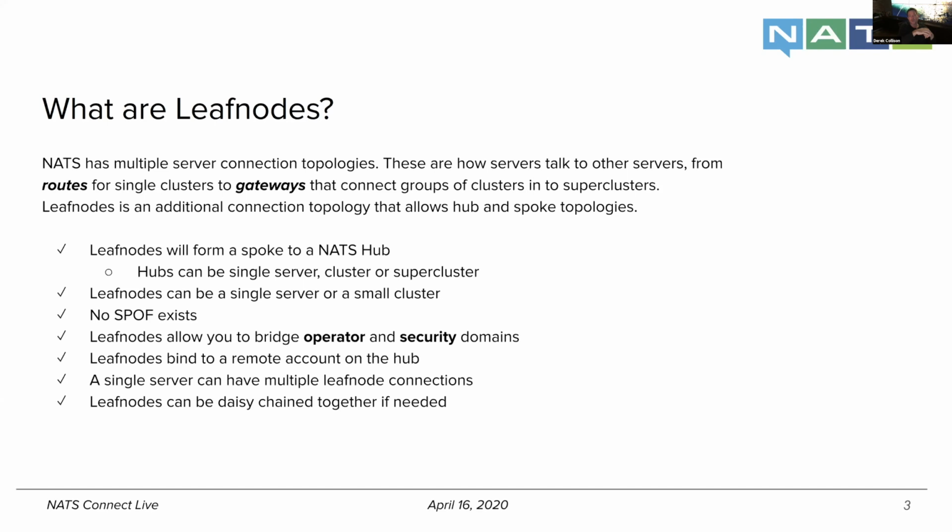Leafnodes then joins that group of connection topologies that says, hey, this can actually be a hub and spoke. So you can treat something that looks like a NATS cluster or a supercluster or even a single server as a hub, and you can actually drive spokes, as many as you want. You can daisy chain them together to your heart's content. And so Leafnodes specifically introduced that topology change, or topology addition, I apologize.